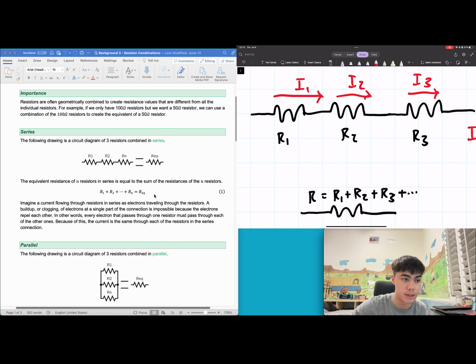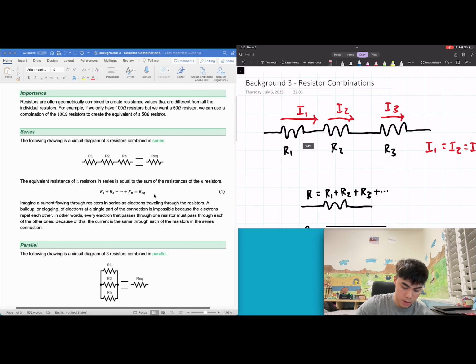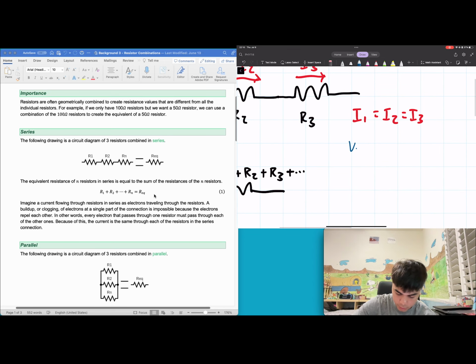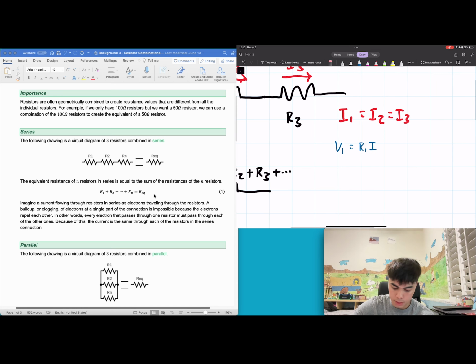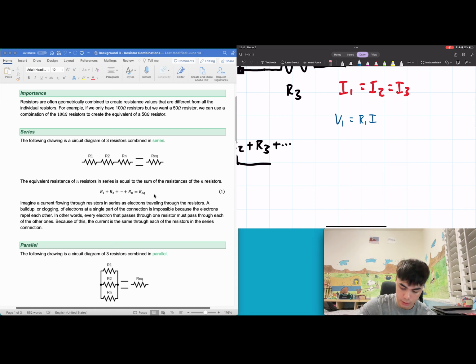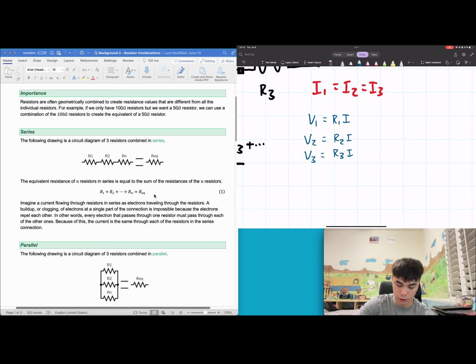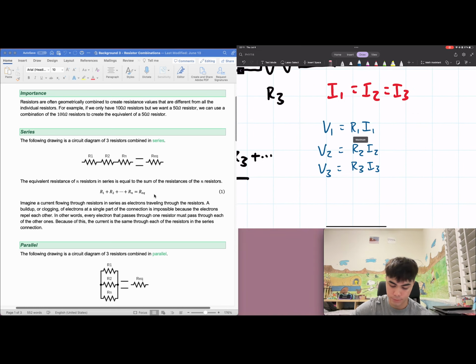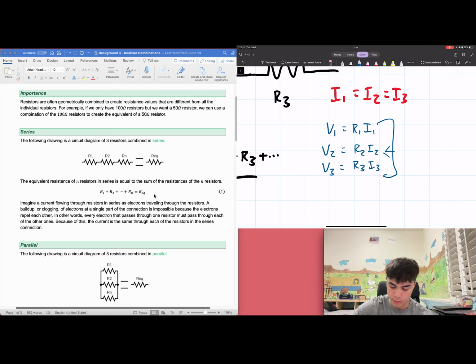Then the voltage is not the same across each one though. So the voltage V1 is proportional to R1. Since they all have the same current, I1 equals I2 equals I3, then the voltages across them in series are proportional to their resistances. That's just straight out of these equations.